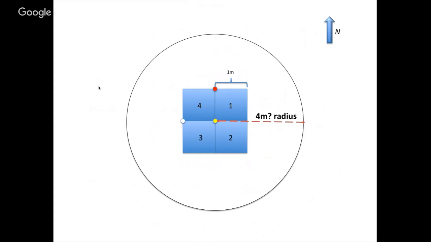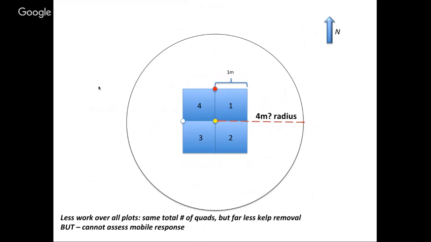I actually ran the calculations on this, and it's roughly half the amount of work in terms of removal than we were doing previously, even though we're upping the number of replicates. It's the same amount of work in terms of sampling, so we're doing the same number of quads to sample, although we're counting slightly fewer things. But because of the way pi r squared works, it's half the amount of kelp removed. So it should speed things up tremendously.